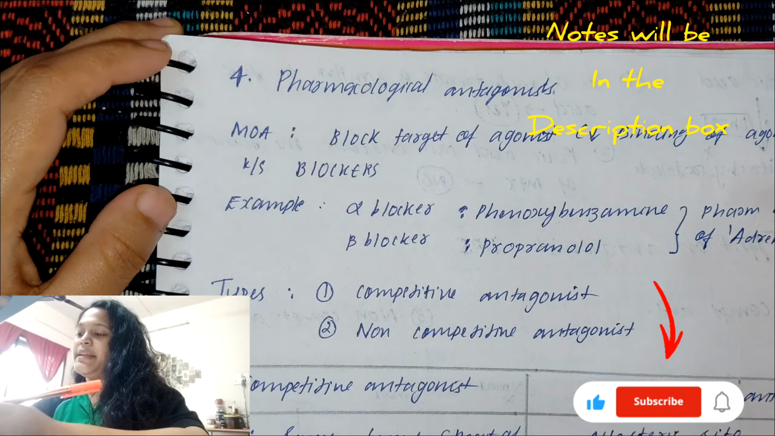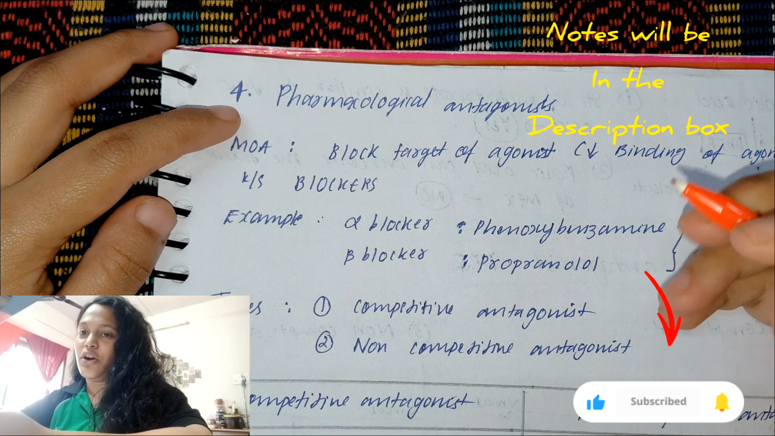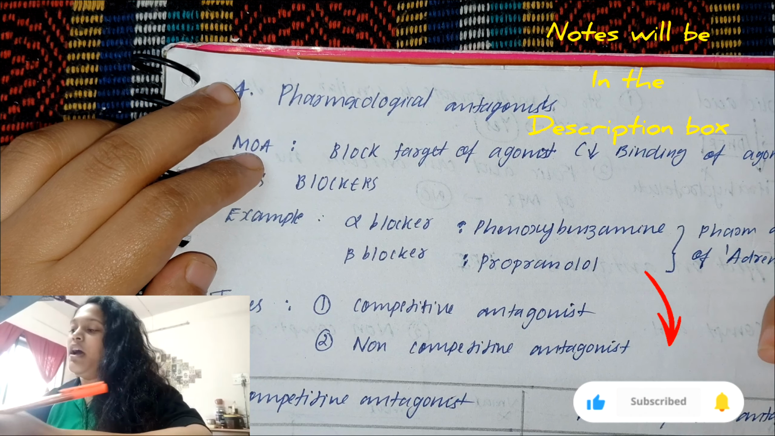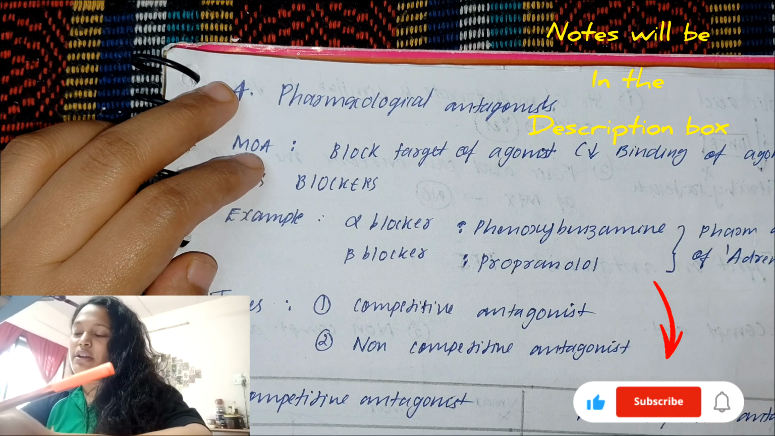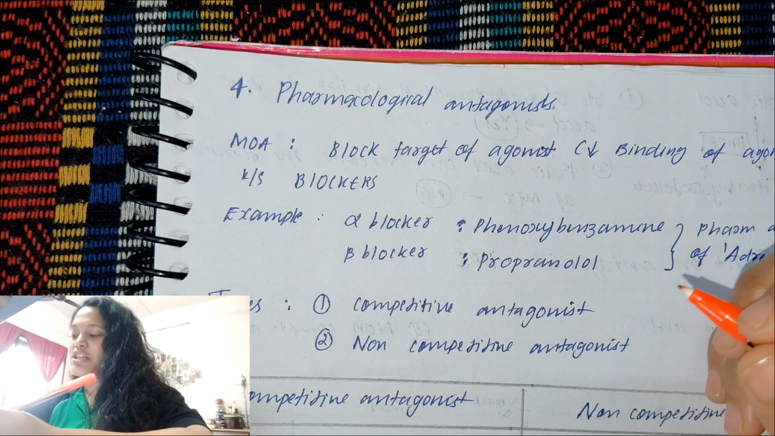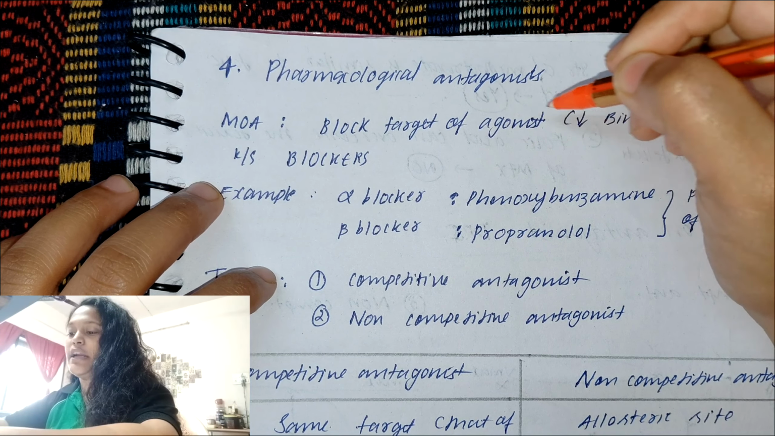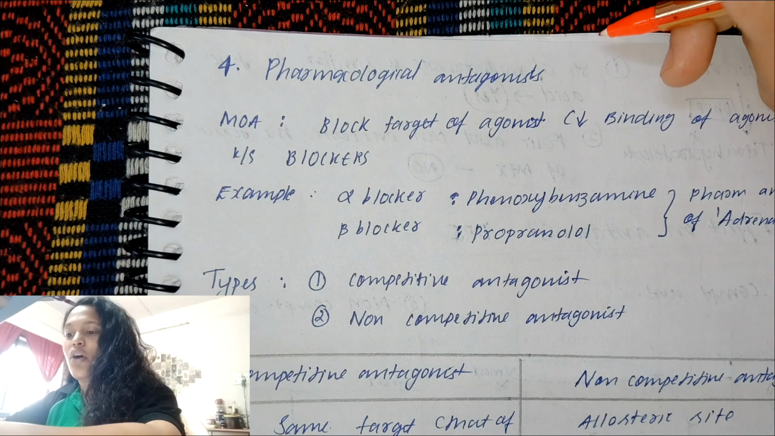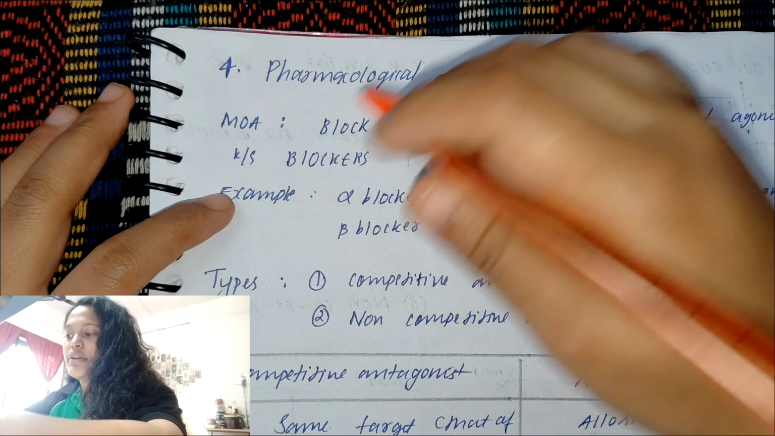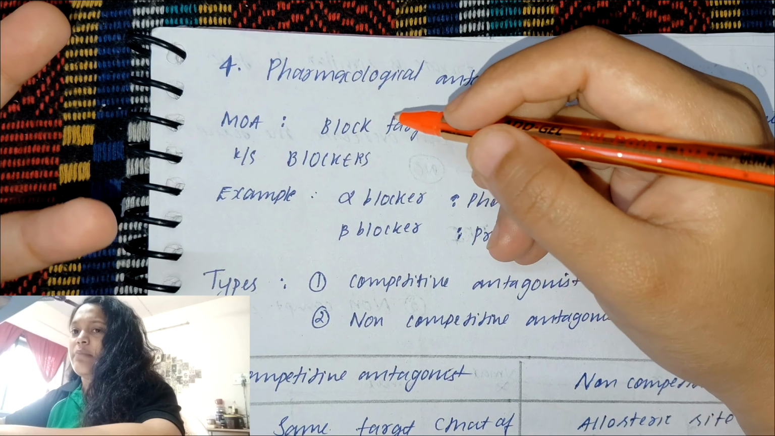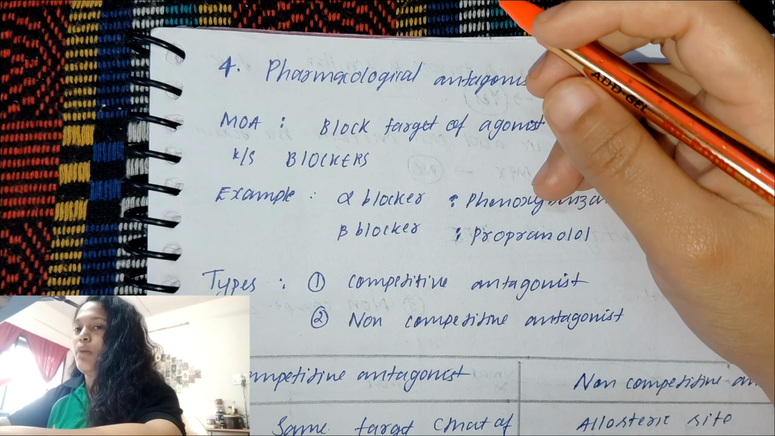So today we will be discussing pharmacological antagonists, which is a continuation of the previous session. Pharmacological antagonist or receptor site antagonism. Now, how is the mechanism of action? It will block the target of the agonist. If the agonist is not binding with the target, of course, the effect is also reduced. So pharmacological antagonists work like that, and so they can also be called blockers because they are blocking.